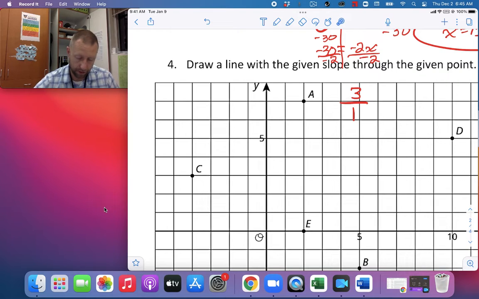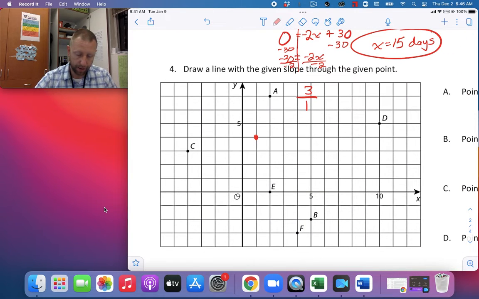Let me show you this. From A, I can go down 3. 1, 2, 3. And to the left 1. And I can put a point right here. Because 1, 2, 3, 1. If you look, now from this point, 1, 2, 3 over 1. I go up 3 and over 1. Okay? And then I needed to see that you could use a ruler and connect those.